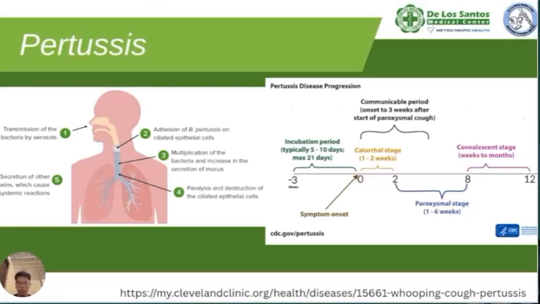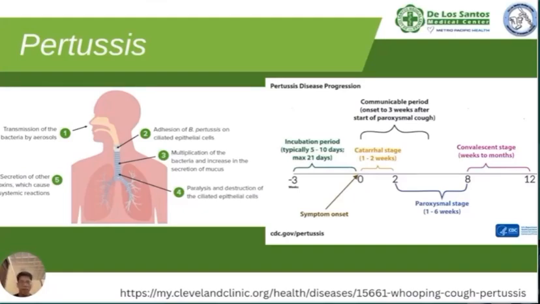Symptoms present in a pattern. It starts with coughing fits, rapid forceful coughing spells, and then after those coughing fits, you get a high-pitched whoop sound during the inhalation. Then you have post-tussive vomiting, or vomiting after the coughing. And the last typical symptom is exhaustion, as the coughing fits can be very tiring.